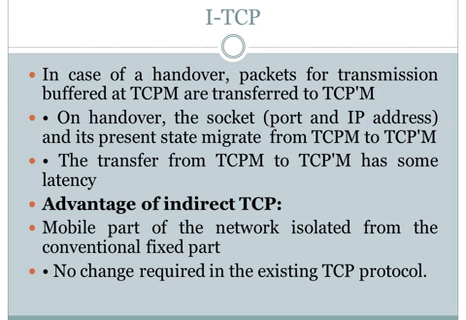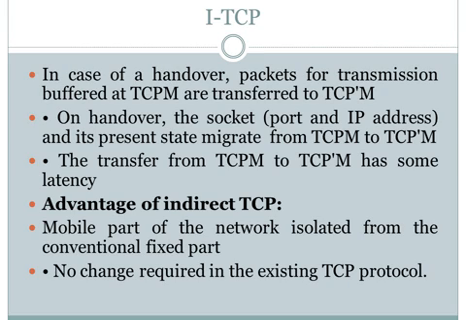Again, to recapitulate the relative advantages and disadvantages of indirect TCP, in order of importance, the best advantage that indirect TCP provides is that it isolates the fixed part of the network from the wireless part of the network. So any errors in the wireless part of the network will not affect the fixed part of the network. They will not propagate to the fixed part of the network. That is the basic advantage.